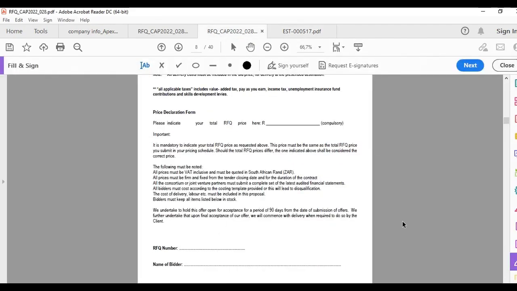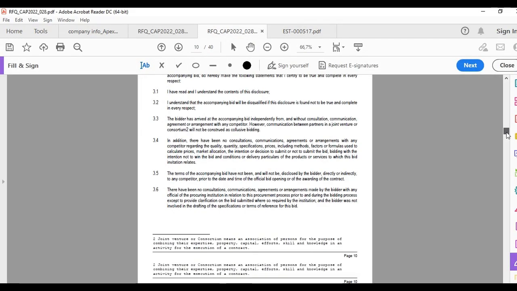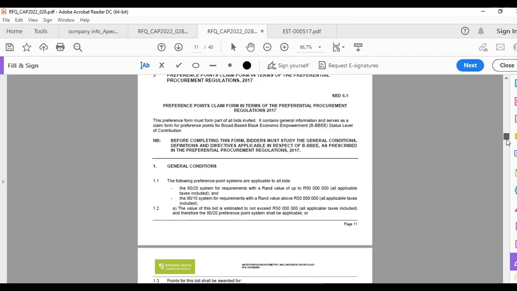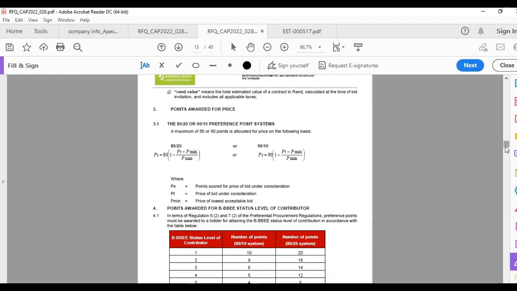So let's go through that now. Let me just show you. The page number depends on the RFQ document. I just want to scroll through it and see if I can find it for you.